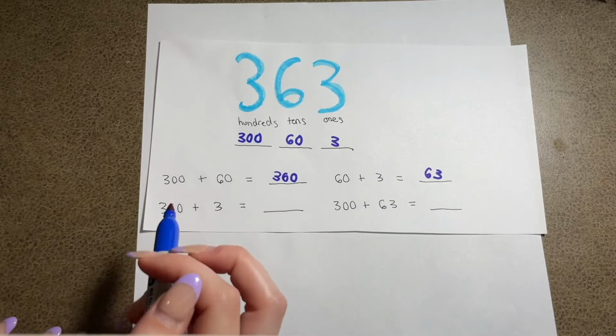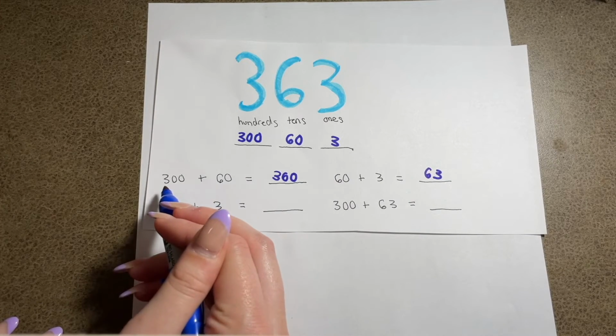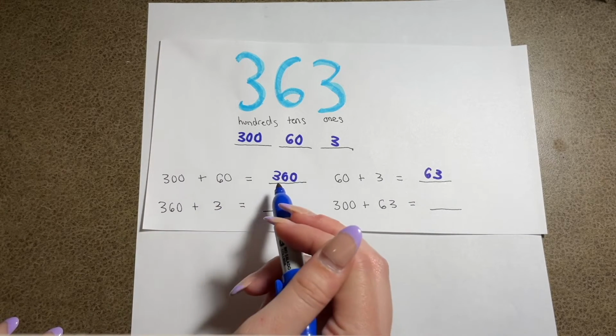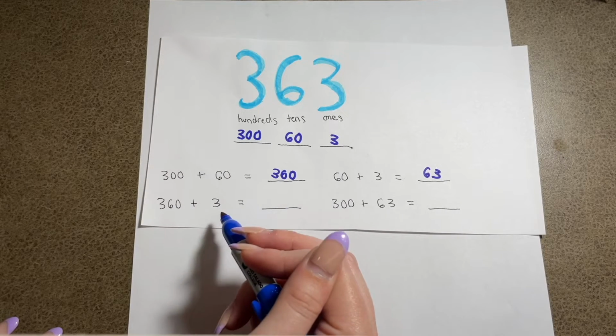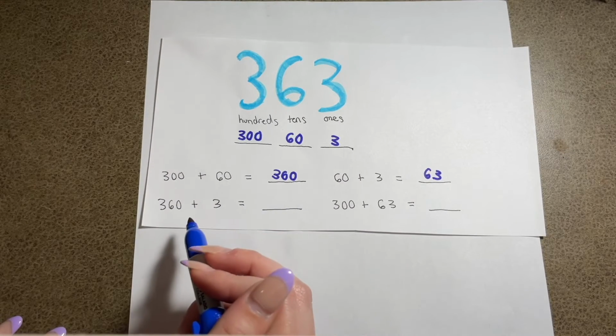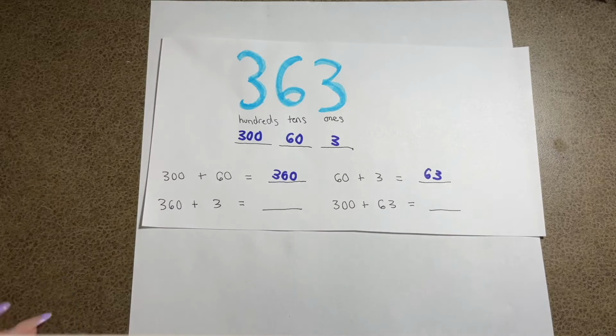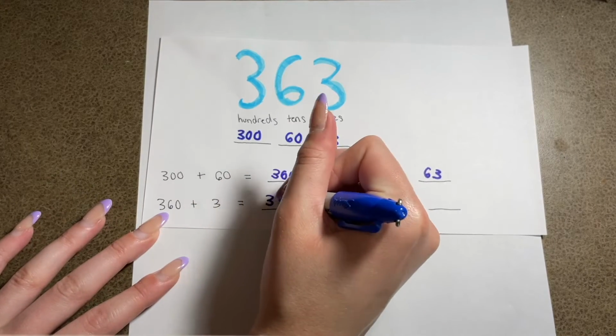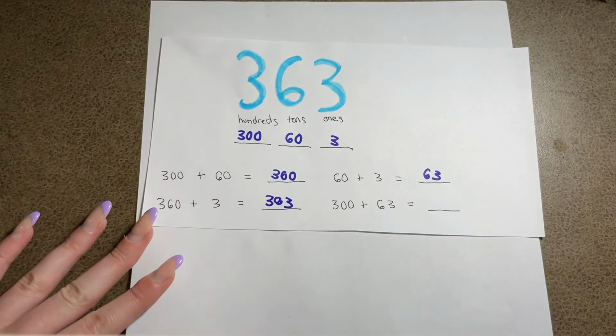Now let's add our combination of our hundreds number and our tens number, which we just got to be 360, to our ones number, which is 3. So what is 360 plus 3? Perfect, 363. So that's one way to get back up to our original number.